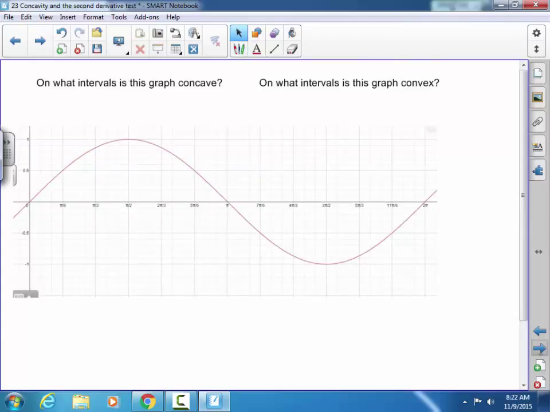concavity. Where have you heard the word concavity before? With lenses, geometry. What does concavity mean? What does it mean to be concave? Curves. What word do you normally hear in other classes with concave? Convex. So what does convex look like? Anybody remember? Or what does concave look like?